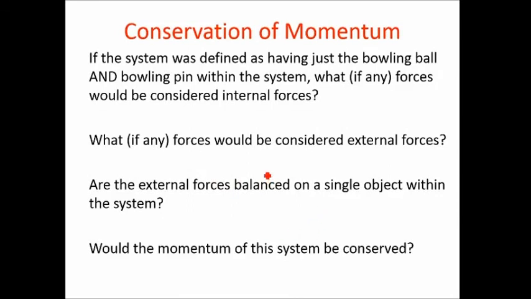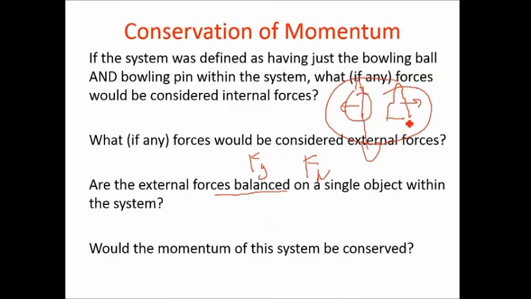So then if we look at a system that's both the ball and the pin, are there internal forces? Well, yeah, there's the force on each other when they collide. Those are internal forces. External forces, again, would be gravity and the normal force. Are they balanced? Well, they're balanced on the ball and they're balanced on the pin. So, yes, the external forces on each object are balanced. And since the outside forces are balanced, any internal forces will therefore mean things are conserved.